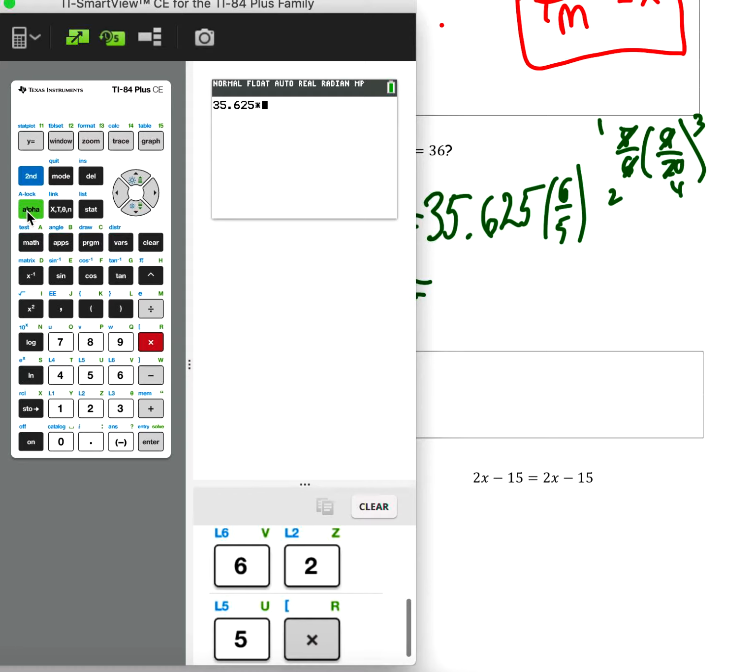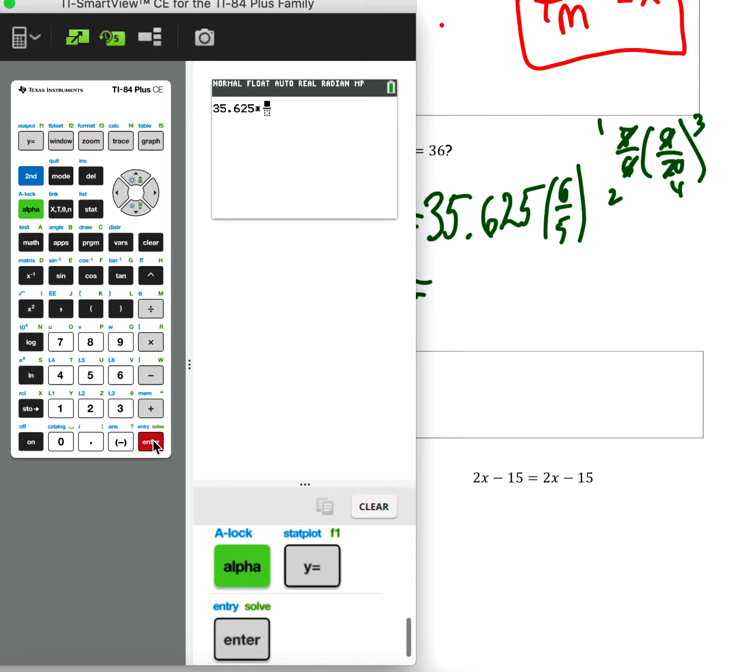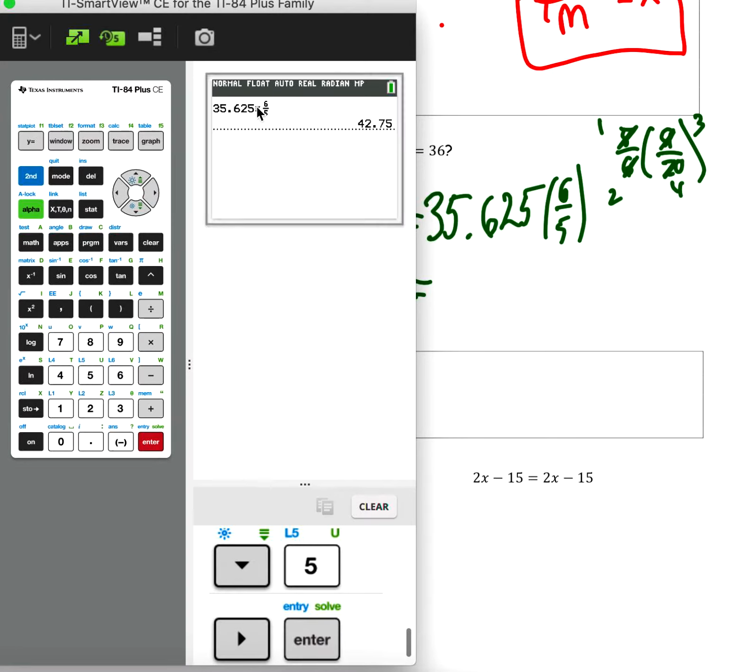And if you press alpha y equals, once again, it's alpha y equals, you get the number 1 stands for numerator over denominator, which is for a fraction. 2 is a mixed number, but we don't have a mixed number here. It's just 6 over 5. Enter. You get our answer, which is 42.75.